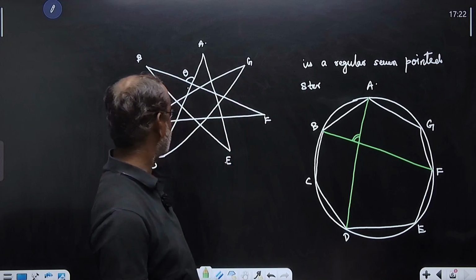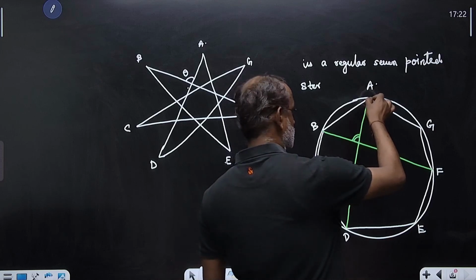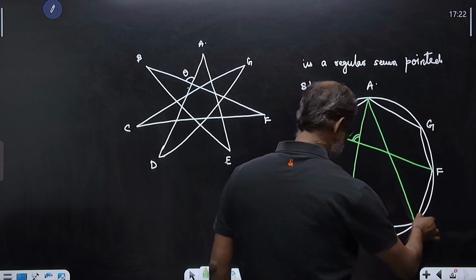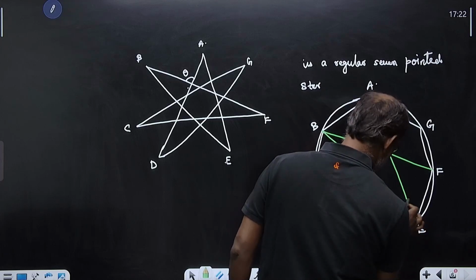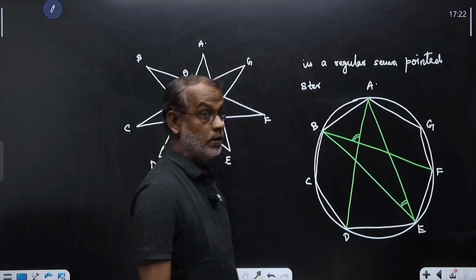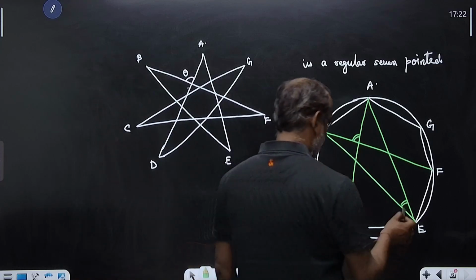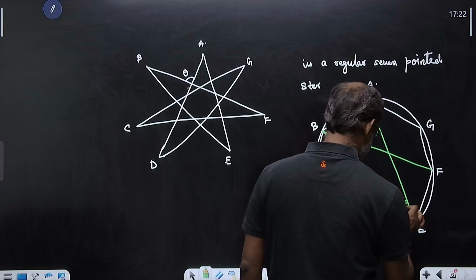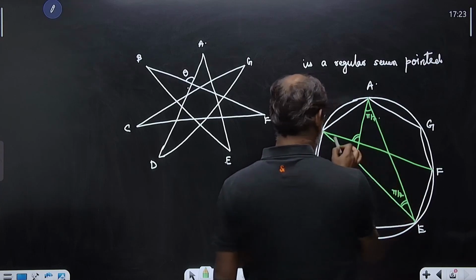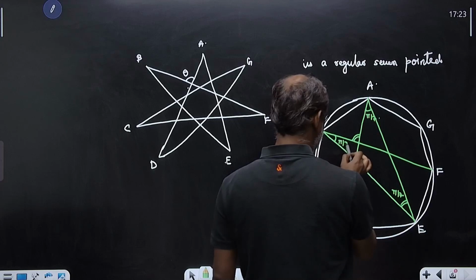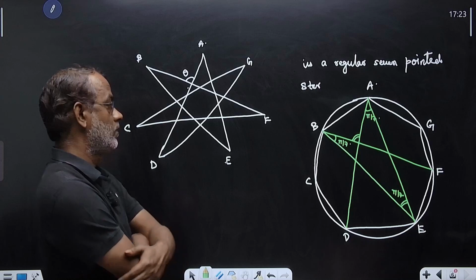So suppose somebody says what is AEB? Can you tell me what this angle will be? 1/7 of the angle pi. So this is going to be pi by 7, and this is going to be pi by 7, isn't it? And this is going to be pi by 7. Fine.